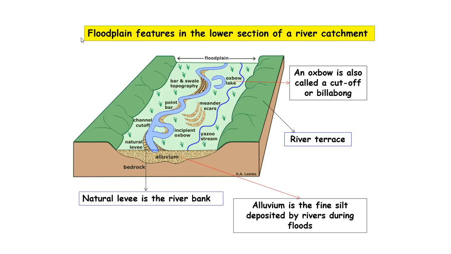This is another good diagram showing floodplain features in the lower section of a river catchment. Now what I want you to take away from this is this term here, an oxbow. It's also called a billabong. Now we can see that it's separate from the main channel, can't we? And you're about to learn why.